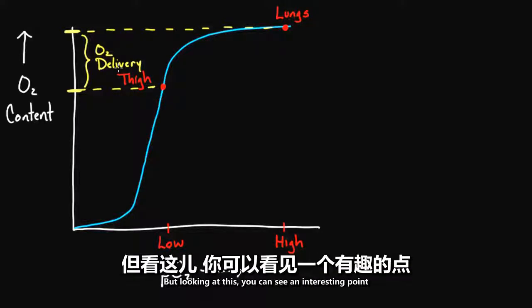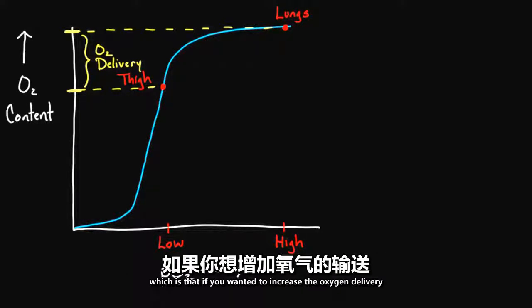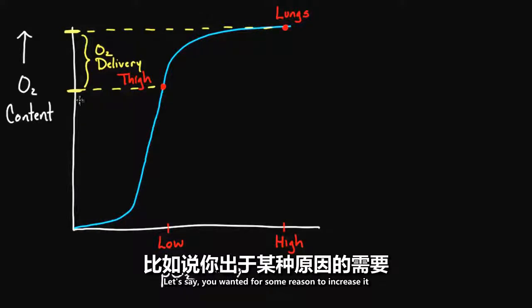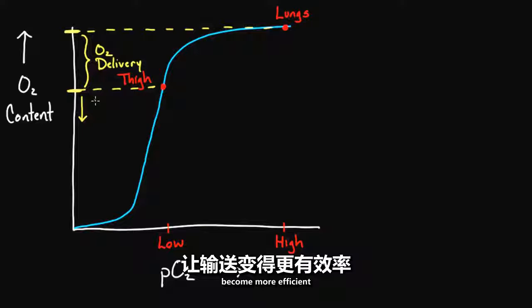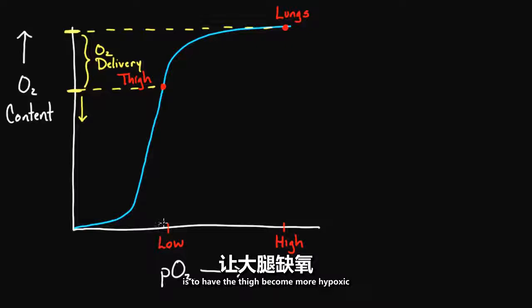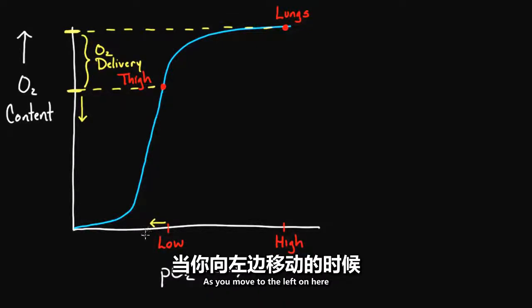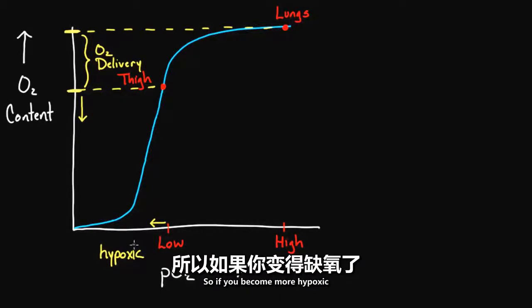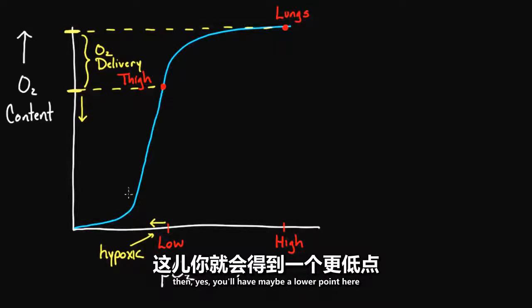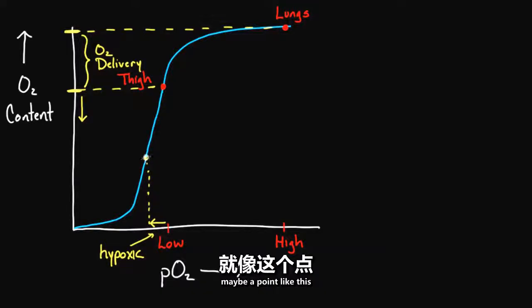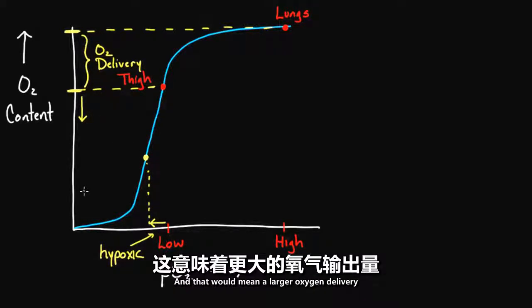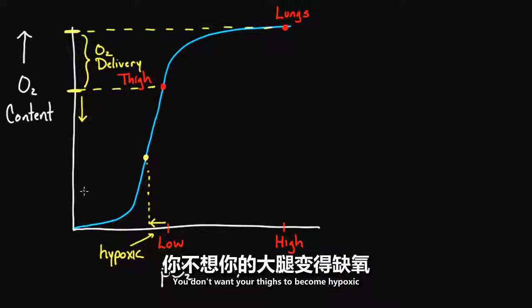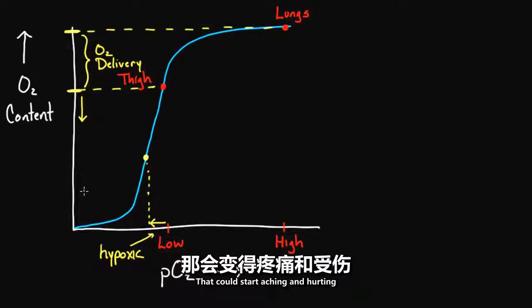But looking at this, you can see an interesting point, which is that if you wanted to increase the oxygen delivery, let's say you wanted, for some reason, to become more efficient, then really the only way to do that is to have the thigh become more hypoxic. As you move to the left on here, that's really becoming hypoxic, or having less oxygen. So if you become more hypoxic, then yes, you'll have maybe a lower point, maybe a point like this, and that would mean a larger oxygen delivery. But that's not ideal. You don't want your thighs to become hypoxic. That could start aching and hurting.